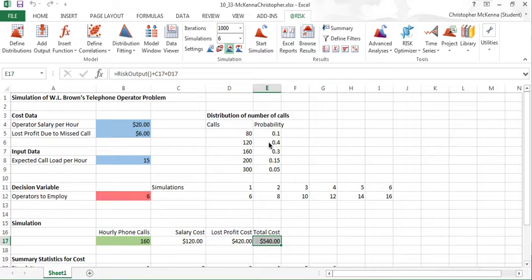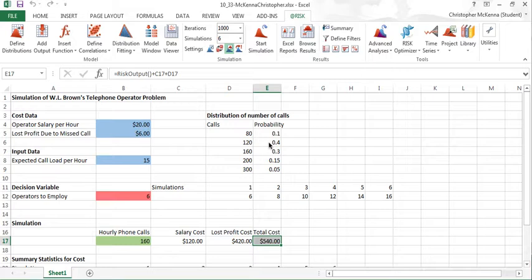So there are two costs that are associated with this problem. The first being the salary of hired operators, as well as the lost profit that can be accounted for due to calls being missed due to too few operators. So in this problem, we need to determine how many operators should be hired for a given hour in order to minimize the number of missed calls, but also to minimize that cost as well.